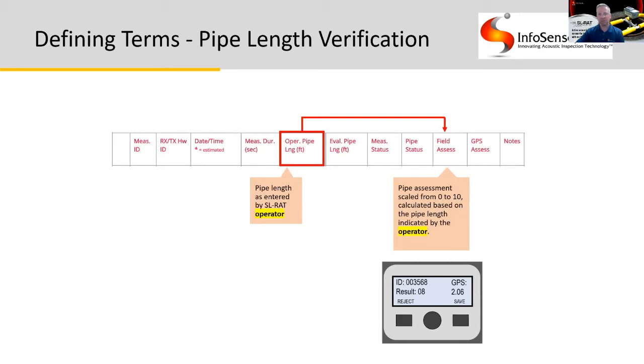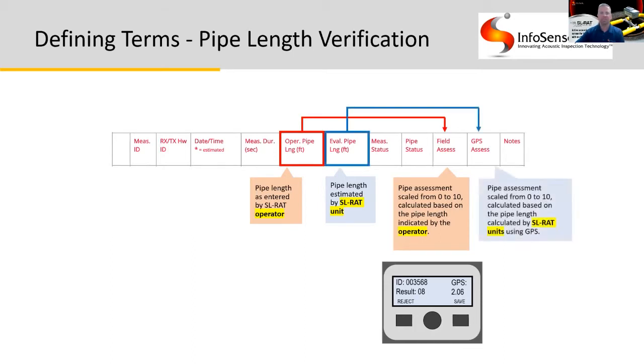At the same time, the SLRAT devices calculate the pipe lengths using GPS location stamps to ensure accuracy. This GPS generated pipe length is called the evaluated pipe length in the SLDog. Based on the GPS calculated pipe length, another assessment score is generated. This is called the GPS assessed score. This does not appear on the device. You can only see this information after uploading the data to the SLDog portal.